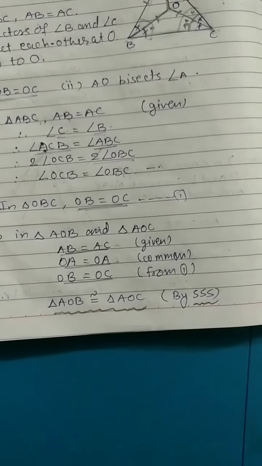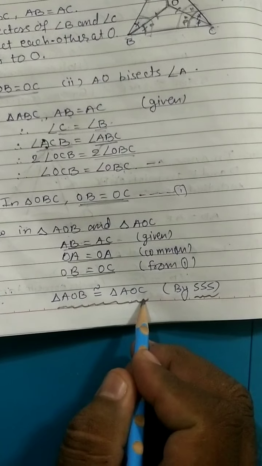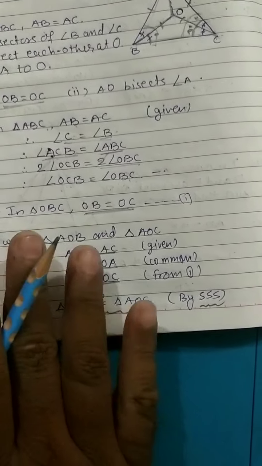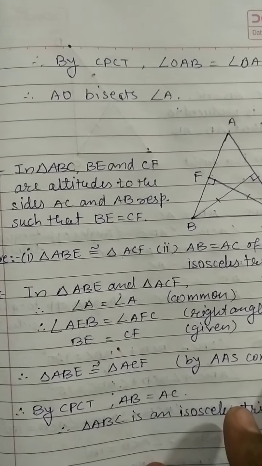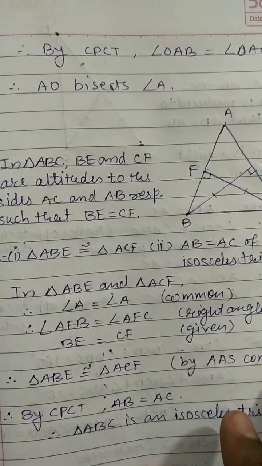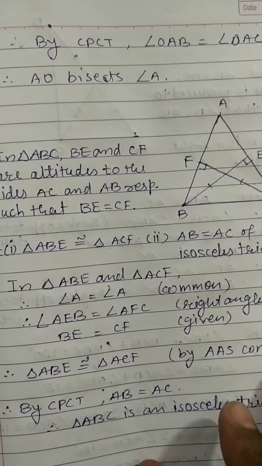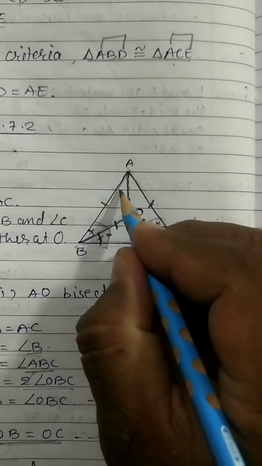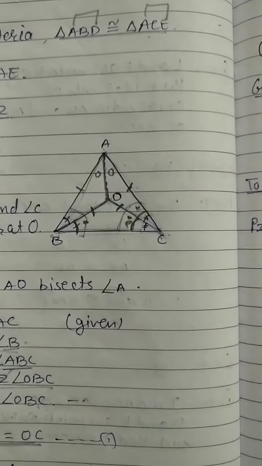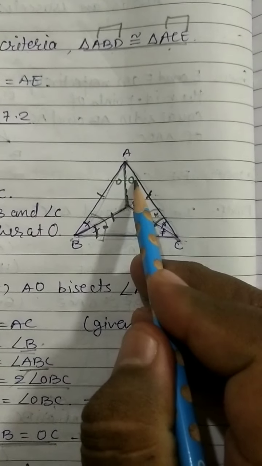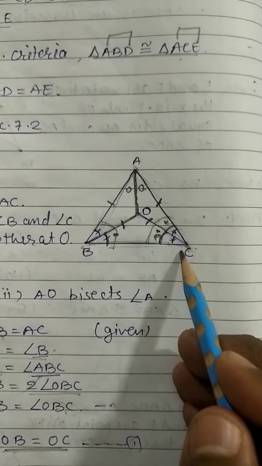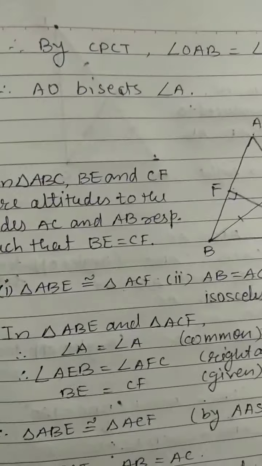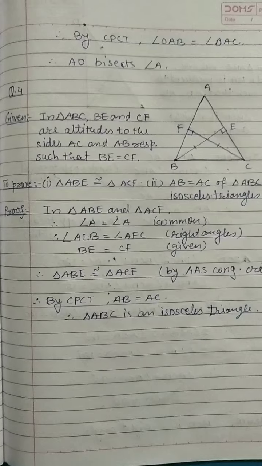And if these triangles are congruent, then can we say angle AOB, by CPCT, angle OAB is equal to angle OAC? That is, we have proved this angle and this angle are equal, and if these two angles are equal, so can we say AO is the bisector of angle A, right? So AO bisects angle A. Now question number 4.